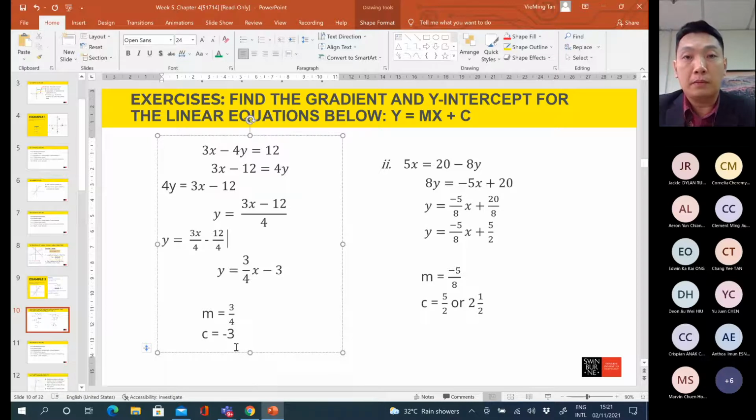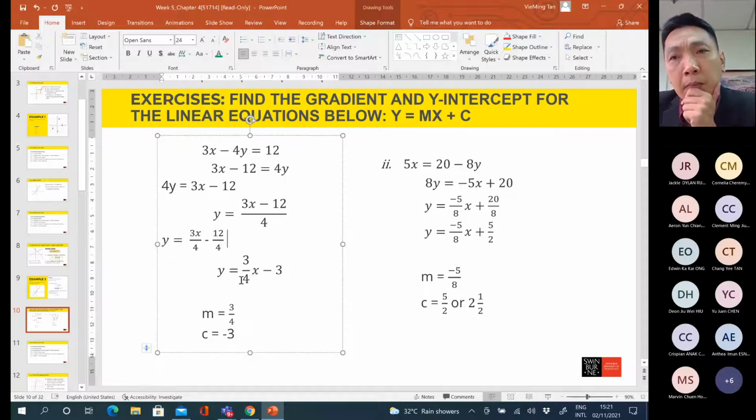Okay, so if the coefficient of y originally is negative, I'll try to make it positive. That will be easy for our job. So m and c are already done based on this format of equation. Part 2 is also the same.